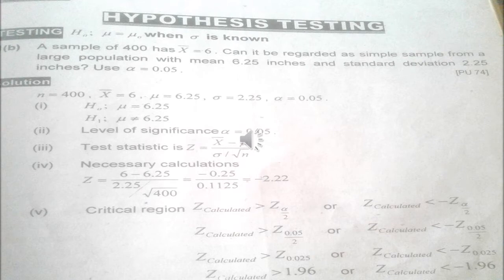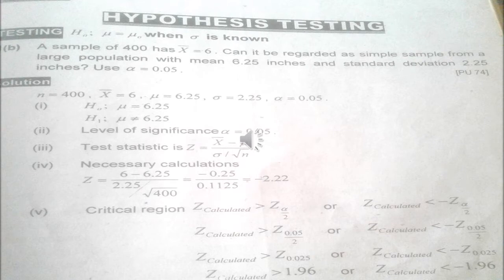alpha is 0.05. We are testing the population mean, so the null hypothesis will be mu is equal to 6.25, and the alternative hypothesis is mu is not equal to 6.25. Level of significance is given as 0.05. Sample size is large, the population is normal and the population parameters are known, so we use the Z statistic.